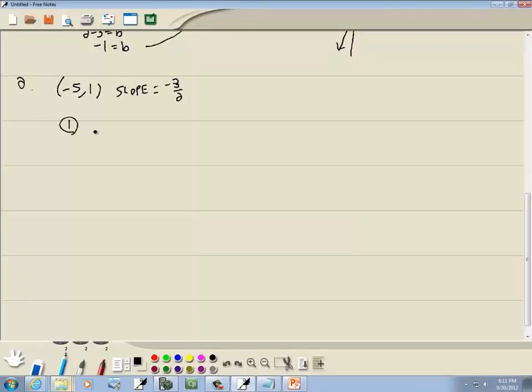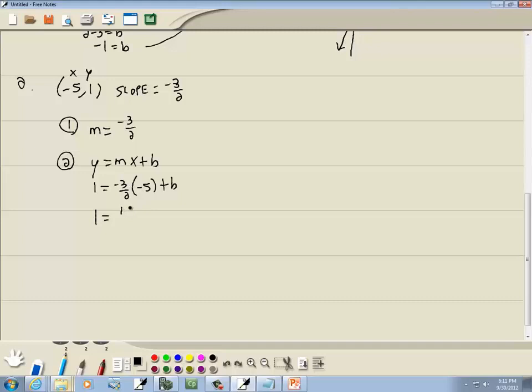Well, let's go through our steps. Remember, step 1 is to find m. Well, m is given. It's equal to negative 3 halves. Step 2, plug in the given point for x and y. This is x and this is y. So plug 1 in for the y. M from step 1 we said was negative 3 halves. And x is negative 5. And then plus b. And then we want to solve for b.